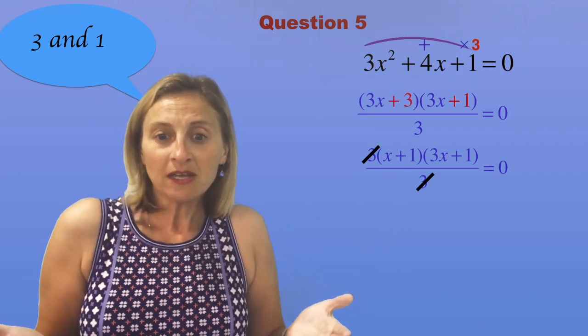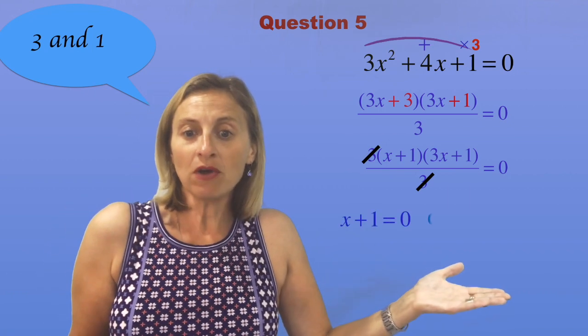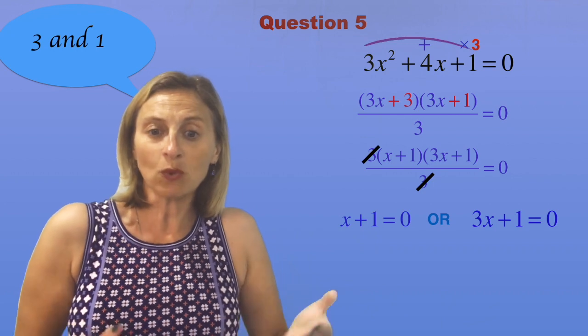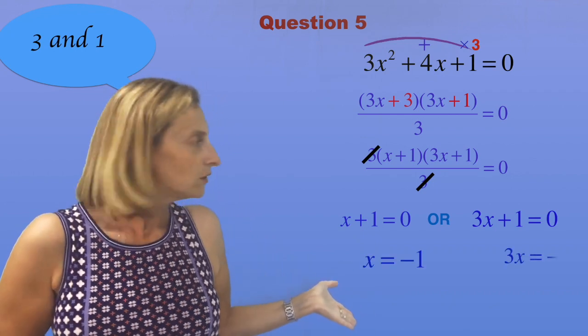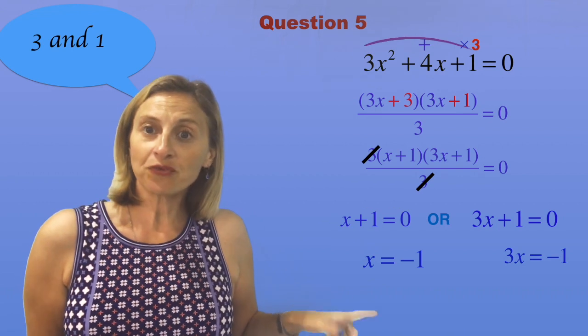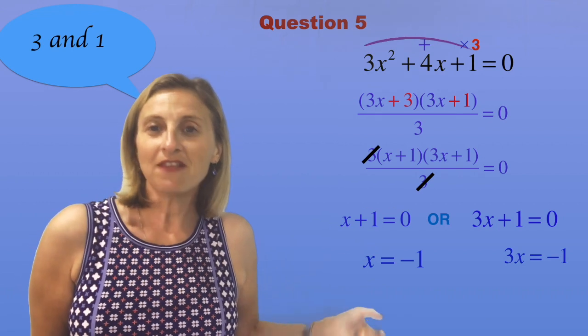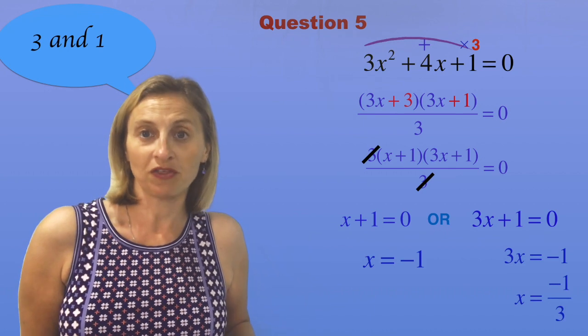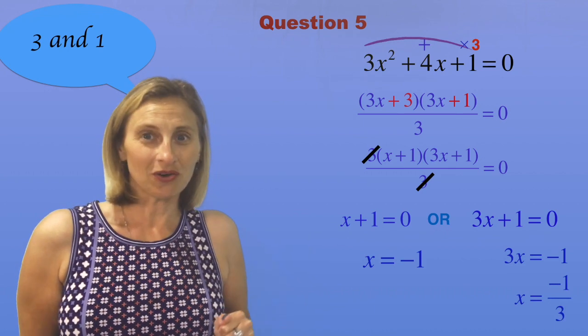And what's left? x plus 1 can equal 0, or 3x plus 1 can equal 0, and then I solve each one. x can equal minus 1, or in the second one, I take the 1 to the other side. I'm left with 3x equals minus 1, and then divide both sides by 3, and I have x equals minus 1 over 3.